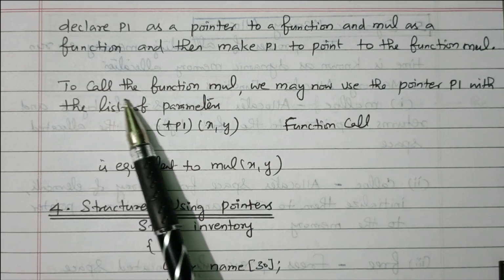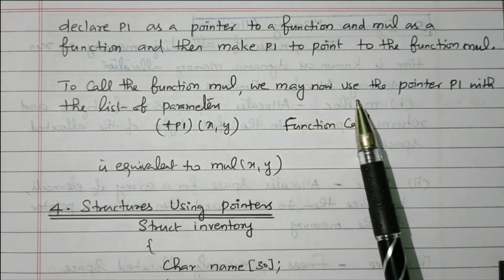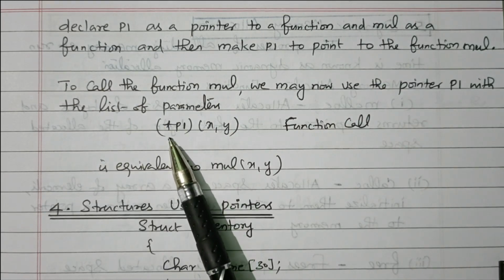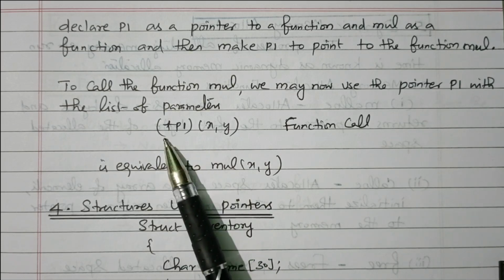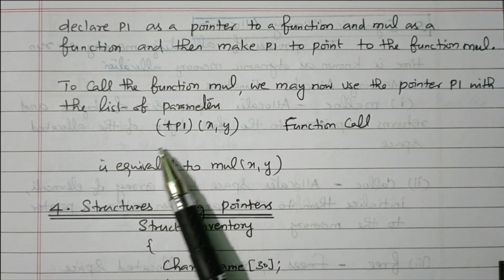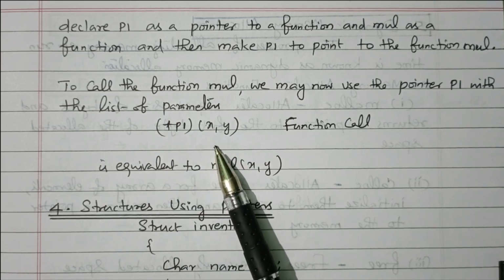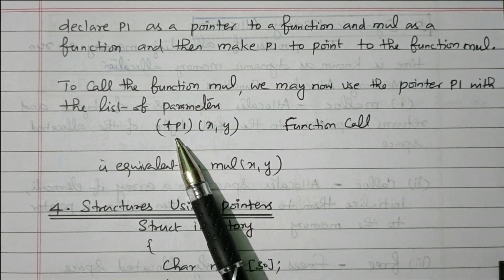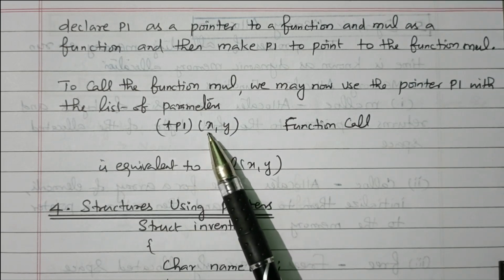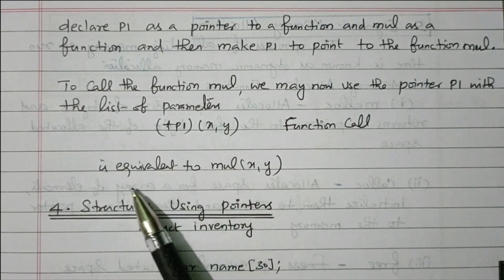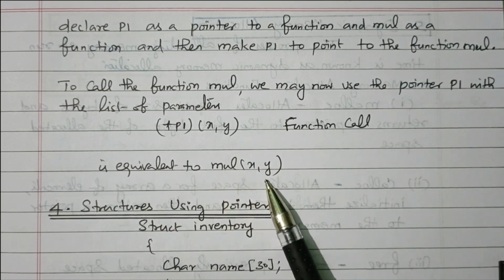So to call the function mul, we may now use the pointer p1 with the list of parentheses. Star p1 open and close the brace. So this indicates the function call using pointer. We already discussed opening and closing brace is necessary. X comma y, right? Already p1 is assigned with the mul function. So here we are passing x and y. We are calling the function mul using the pointer. So it is equivalent to mul xy, right?